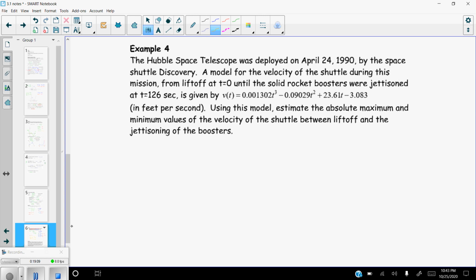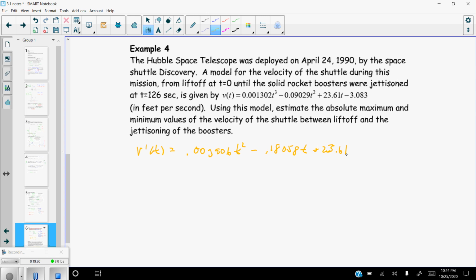So we want the absolute maximum and minimum of the velocity. Well, they gave us the velocity, so we're going to need to take a derivative. V prime of t. Now this is obviously a little messy, so you could use a calculator on this one, and I've already done that. So it looks like the derivative is going to be 0.003906 t squared minus 0.18058 t plus 23.61. And we should also know that this happens to also be the acceleration, because that's the derivative of velocity.